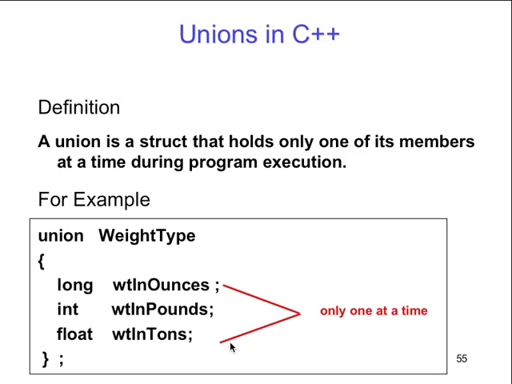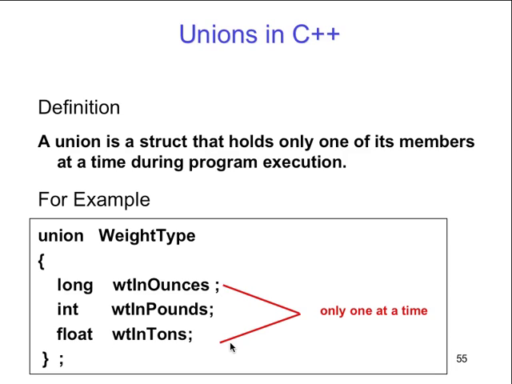So the structure and the union both ended up being part of C++ in terms of the theory. So look, the formal definition of the union is a structure that holds only one of its members at any one moment in time in terms of the execution.